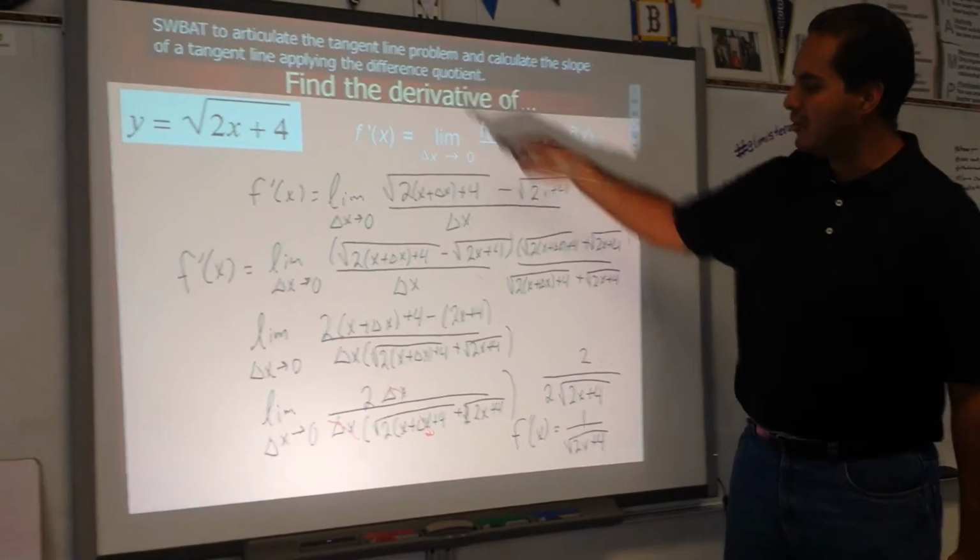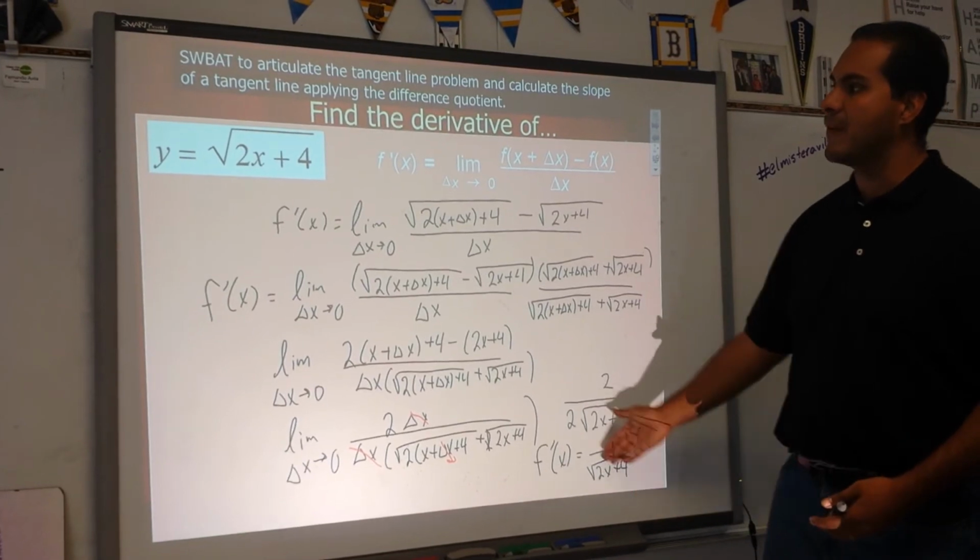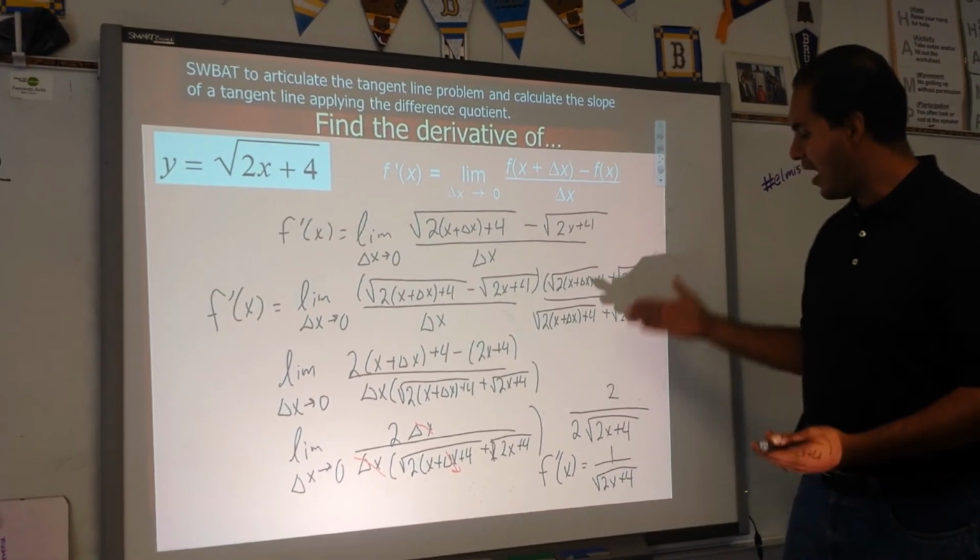And here, what we did is we found the derivative. Our derivative allows us to find the slope of the original function, and that's how we do this one.